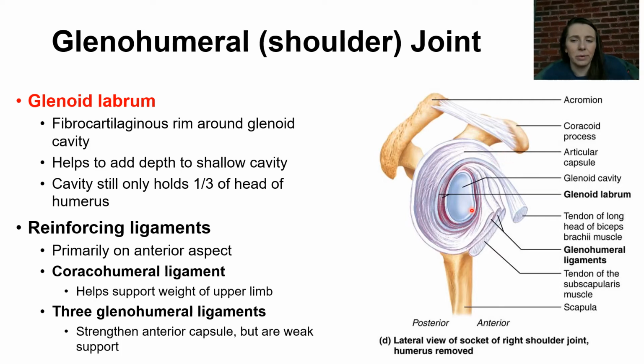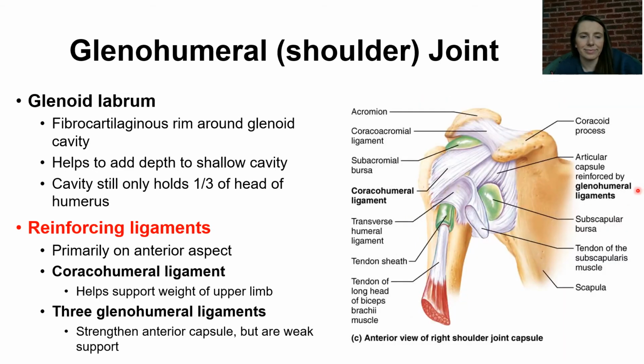And then we also have 3 glenohumeral ligaments, which is what you see here. There's 3 layers here of ligaments, and they strengthen the anterior capsule, but they're just weak support. So ultimately, injury to the shoulder is possible with a little bit more ease than some of the other joints. So this picture, it's the same sort of slide, but it's just showing you sort of a better picture. The coracohumeral ligament, as I mentioned before, is going to travel from the coracoid process down to the humerus. And then we have 3 glenohumeral ligaments that are sort of reinforcing the capsule. But again, they're weak support.